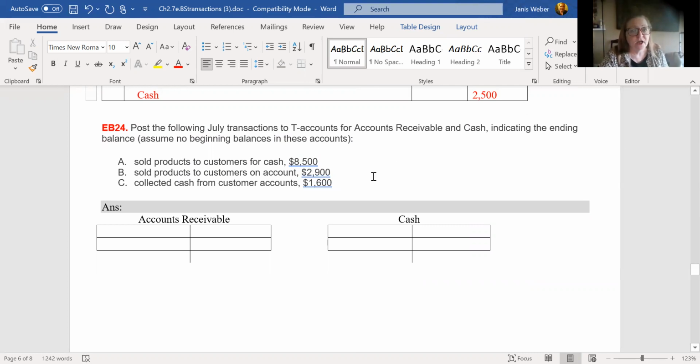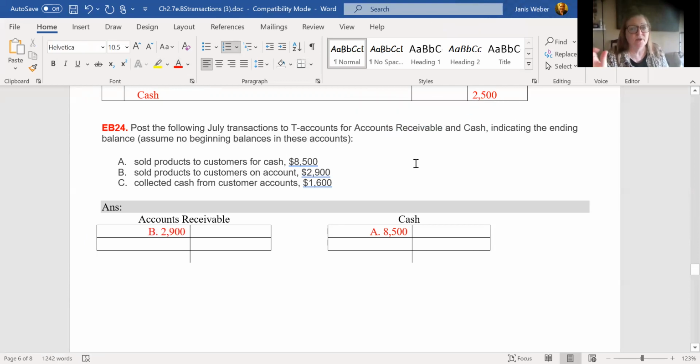If we sold products to customers for $8,500 for cash, it would increase our cash account. If we sold products to customers on account, it would increase our accounts receivable. And normally accounts receivable and cash would have a beginning balance, but this problem told us it did not have a beginning balance. So that's why we don't have a beginning balance listed there.